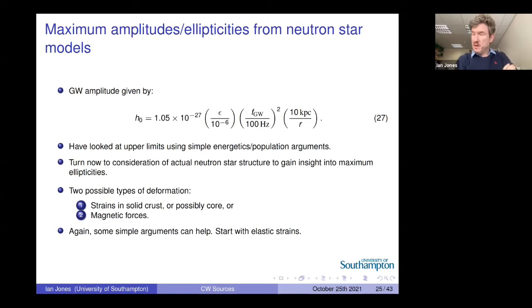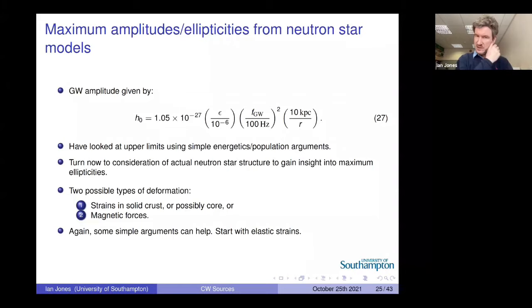So, in that first part of my lecture, we talked about energy-based arguments to get some handle on how large gravitational wave amplitudes might be, but that said nothing about neutron star structure and how big we think these amplitudes might be on the basis of realistic physics. So that's what we're going to talk about now.